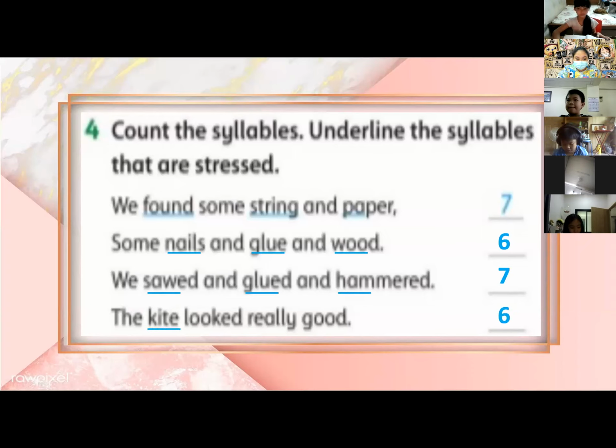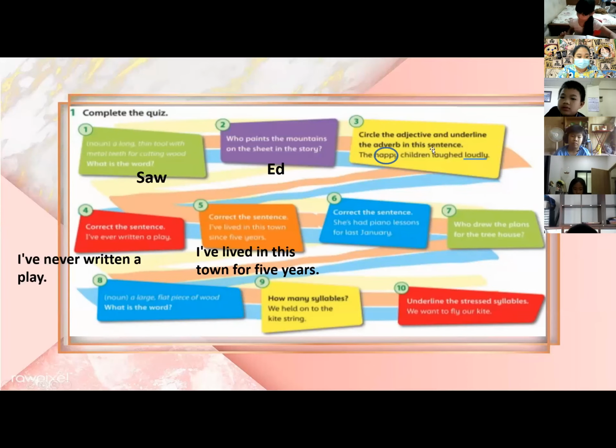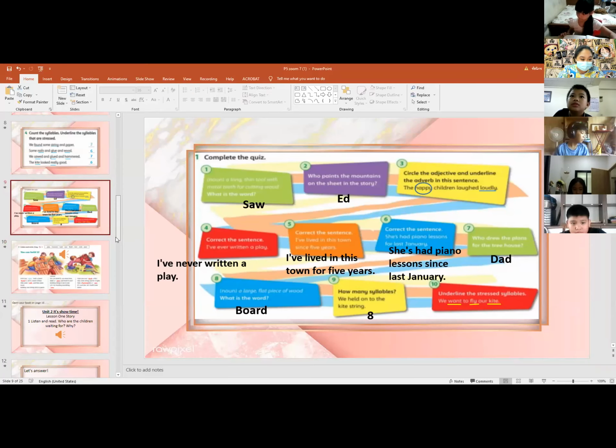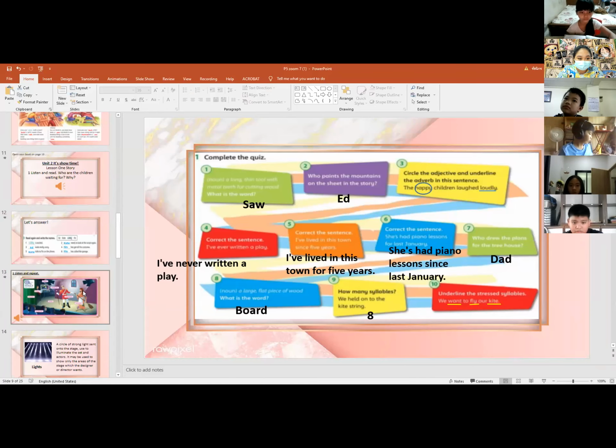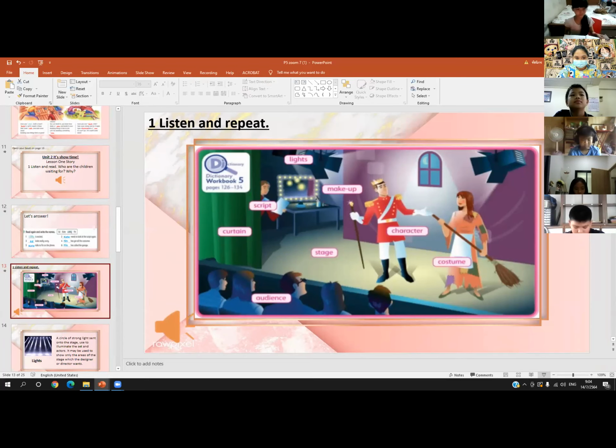Now let's proceed to page 17. Open your book on page 17 and let's talk about your vocabulary words. Before I let you read those vocabulary words, please listen to this audio. Are you ready to listen now? Okay. Let's start.